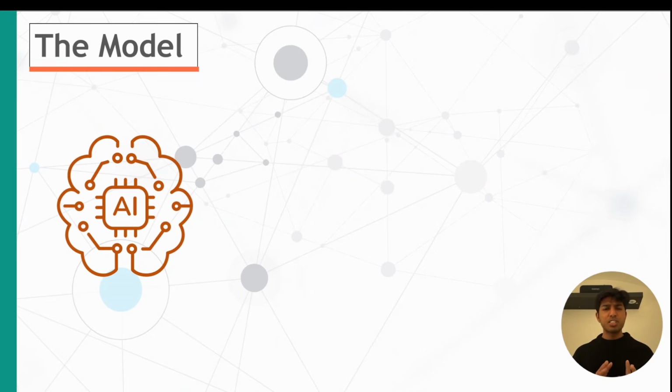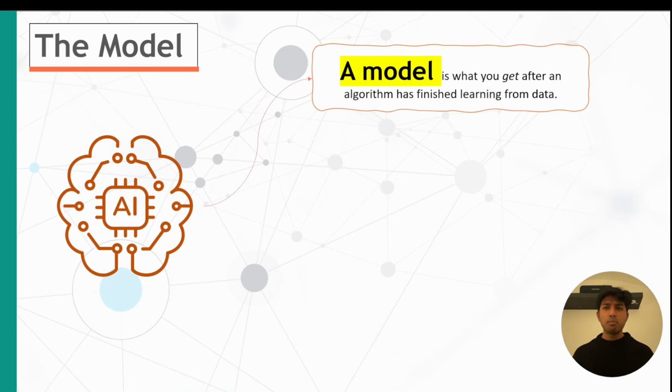Now let's understand the model. We understood what data is, we understood what an algorithm is. Now let's see what a model is. You hear it every time in every AI conversation. You hear these terms: data, algorithm, model. So what is a model? A model is what you get when the algorithm has finished learning.